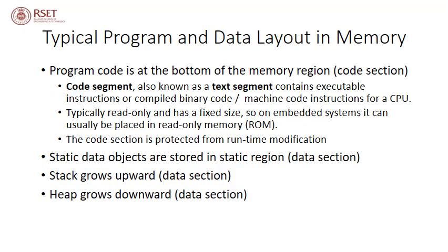This is a summarization of whatever we have discussed in the previous slides. That is the typical program and data layout in memory. So towards the bottommost part, we have the code section where the compiled binary code will be stored. Now above the code section is the data section, which includes the static section where the static and global objects are stored.